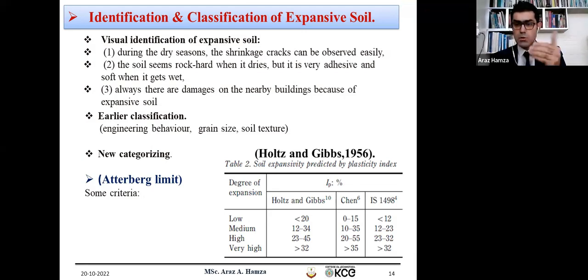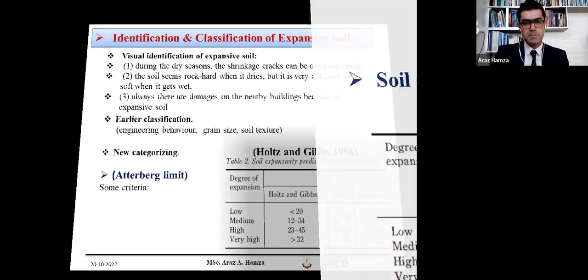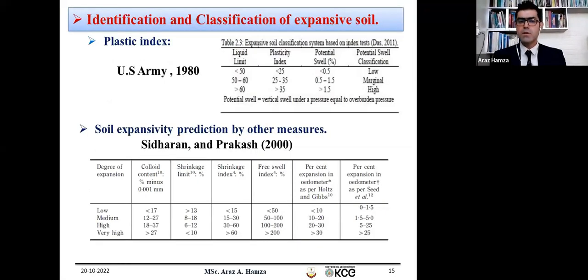That's why you, as a civil engineer, are required to take a sample and go to the lab and do the Atterberg limits. If you find the plasticity index is high, at that time you should care about the location. It is an expansive soil. Again, the US Army in 1980 used the plasticity index to identify the expansive soil. You can use the liquid limit and plasticity index to find the potential swell and the potential classification.